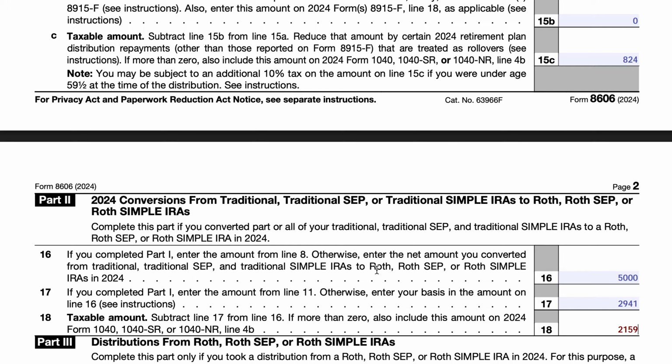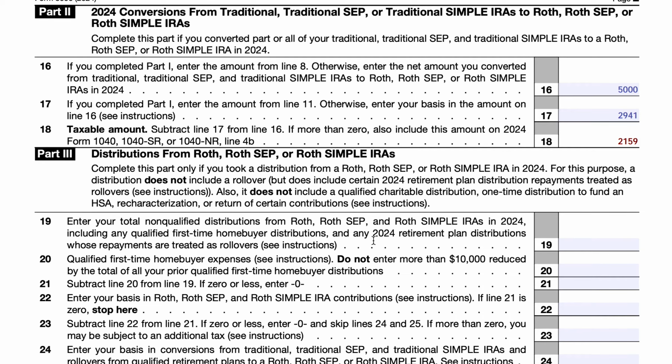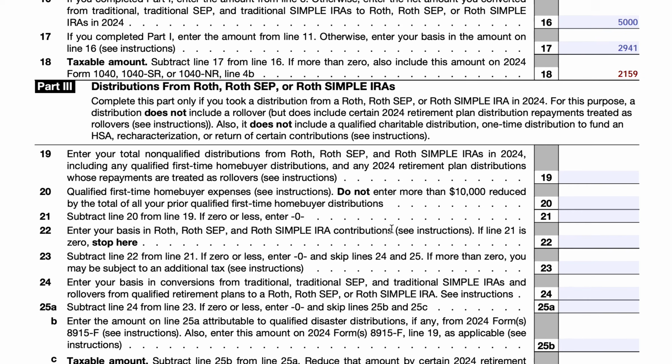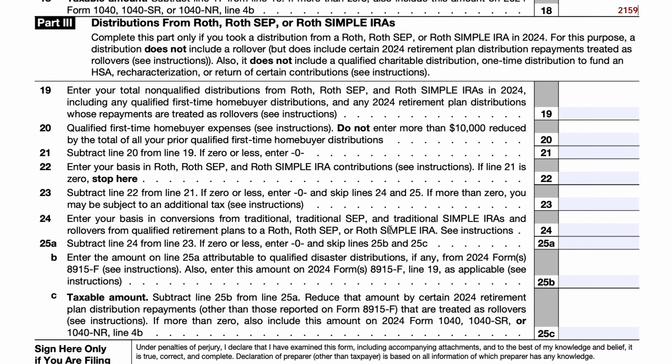Now, separately, we're going to go to a new topic, which is a distribution from a Roth or a Simple IRA, Roth account, whether it's a Roth IRA, Roth SEP, or a Roth Simple. So basically, we're going to take the total non-qualified distributions. So the non-qualified distributions technically consist of all of those early distributions. What they don't include would be any rollover distribution, or distributions that you rolled over.